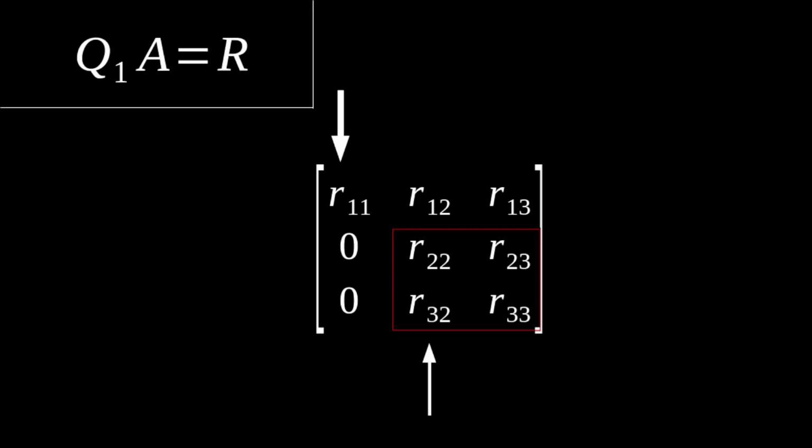And that's why we need to iterate over every single column of our matrix, with the exception of the last column, because with that last column, we're not going to need to zero anything out below the diagonal. To compute Q2, we're actually going to use this submatrix right here, which is of smaller dimension.